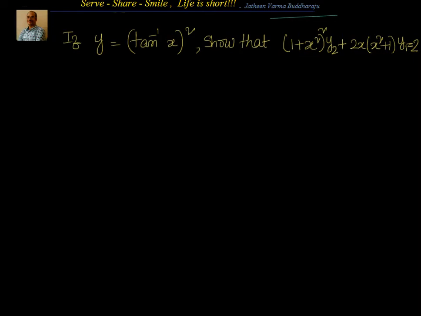Let's continue with problems on second order derivatives. We have an interesting problem to solve here. We have been given y equal to (tan inverse x) whole square. We have to show that (1 plus x square) whole square into y2 plus 2x into (x square plus 1) into y1 equal to 2.